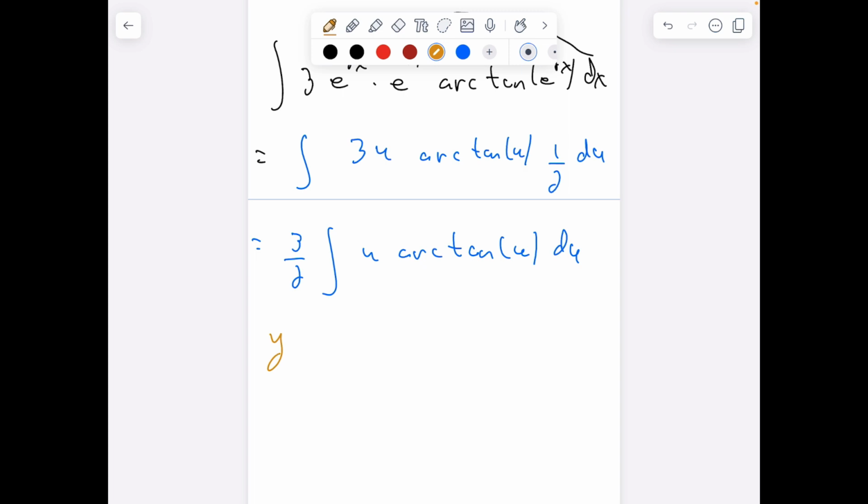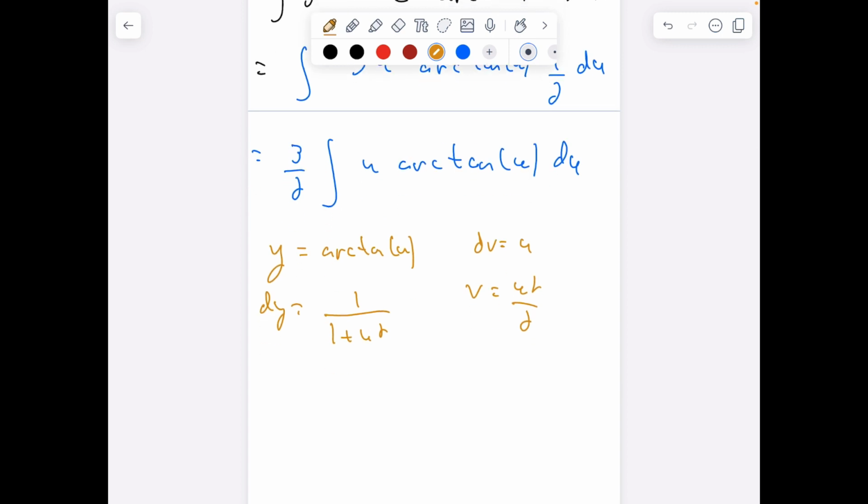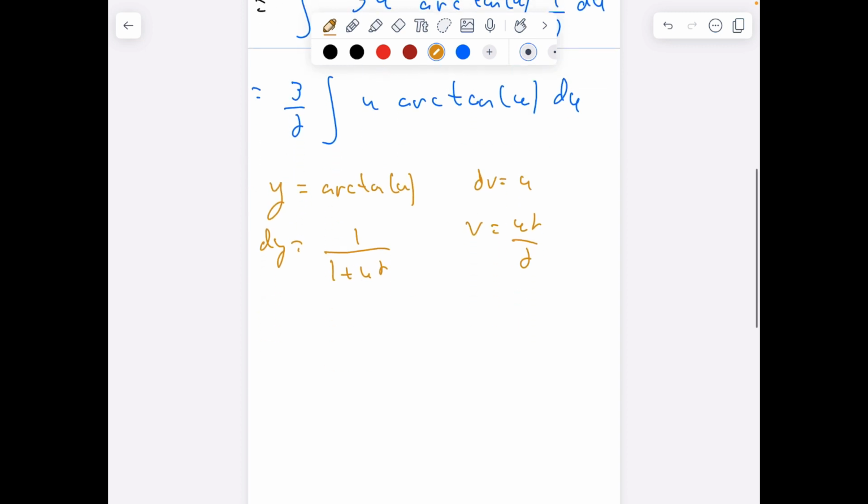So I'm going to call, instead of u, because u is already used up here, I'm going to use y for what is usually called u in integration by parts. So you would have arctangent of u, and then my dv would be u. So v would be u squared over 2, and then my dy is 1 over 1 plus u squared. And I do not take the 3/2 into consideration for the moment.